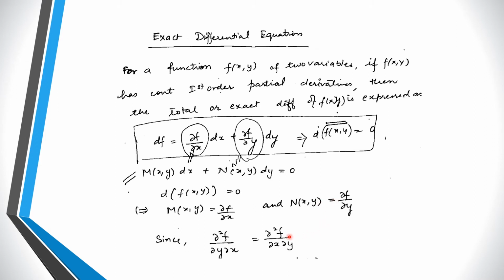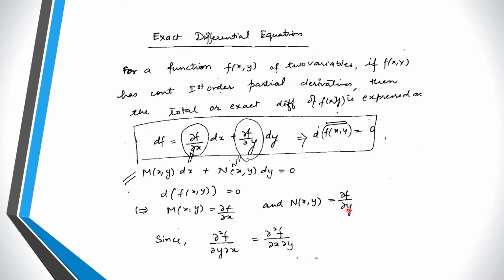Now just see, if your function is differentiable, it means it is continuous also. So you can take its partial derivative with respect to y. You will have this: del squared f upon del y into del x. Similarly, take the partial derivative of N with respect to x. You will have this: del squared f upon del x into del y.